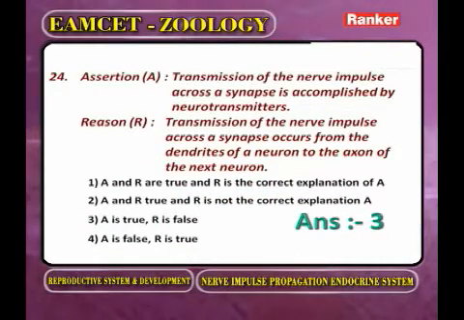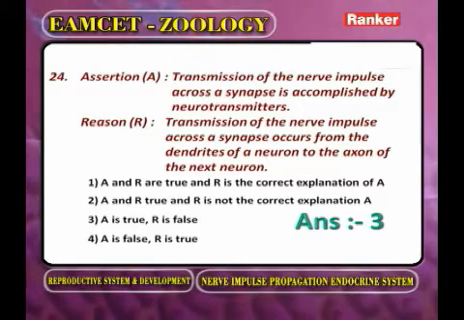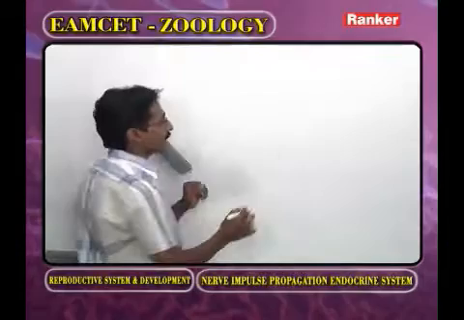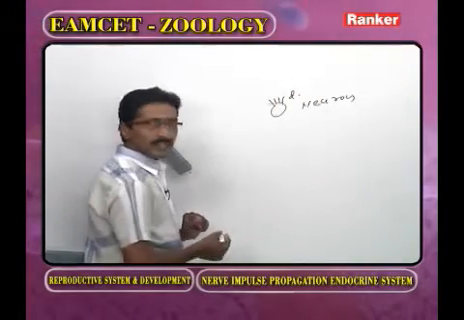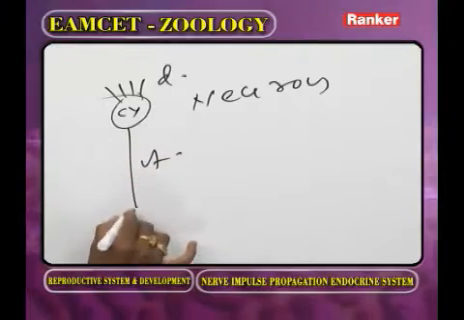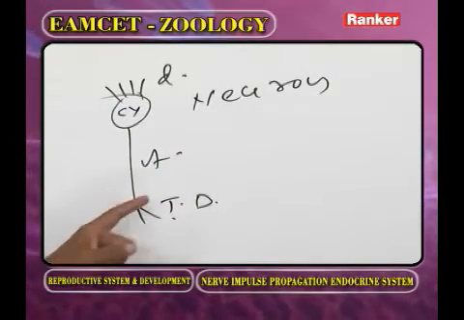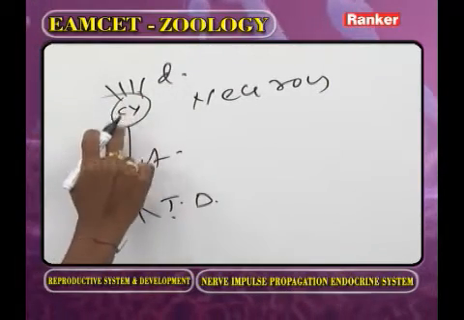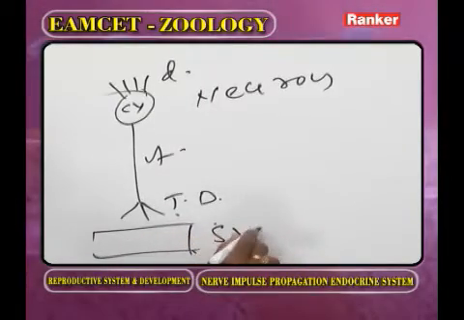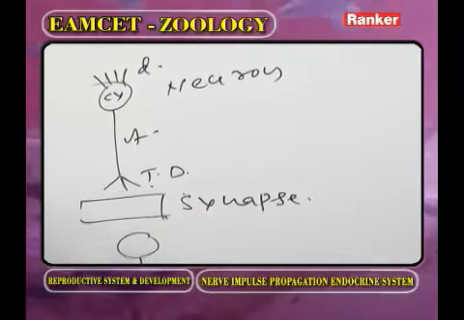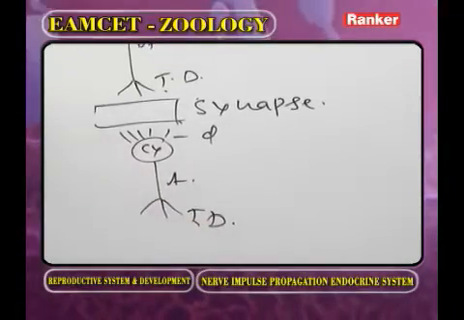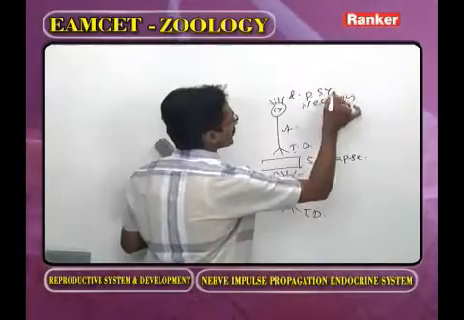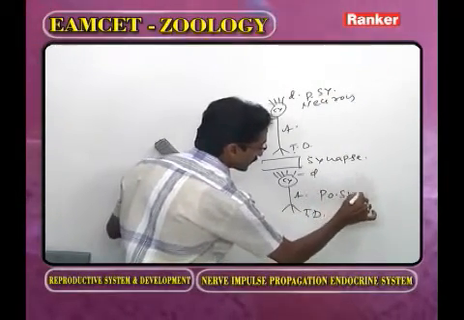Transmission of nerve impulse across a synapse is accomplished by neurotransmitter. As we observe the nerve impulse transmission through a synapse, this is a neuron. It has dendrons, the cyton, the axon, and the teledendrons. I am using short words: dendron, cyton, axon, teledendron. This is the synapse, and this is another neuron. Like that the neurons are arranged. In front of the synapse is the presynaptic neuron, and behind the synapse is the postsynaptic neuron.